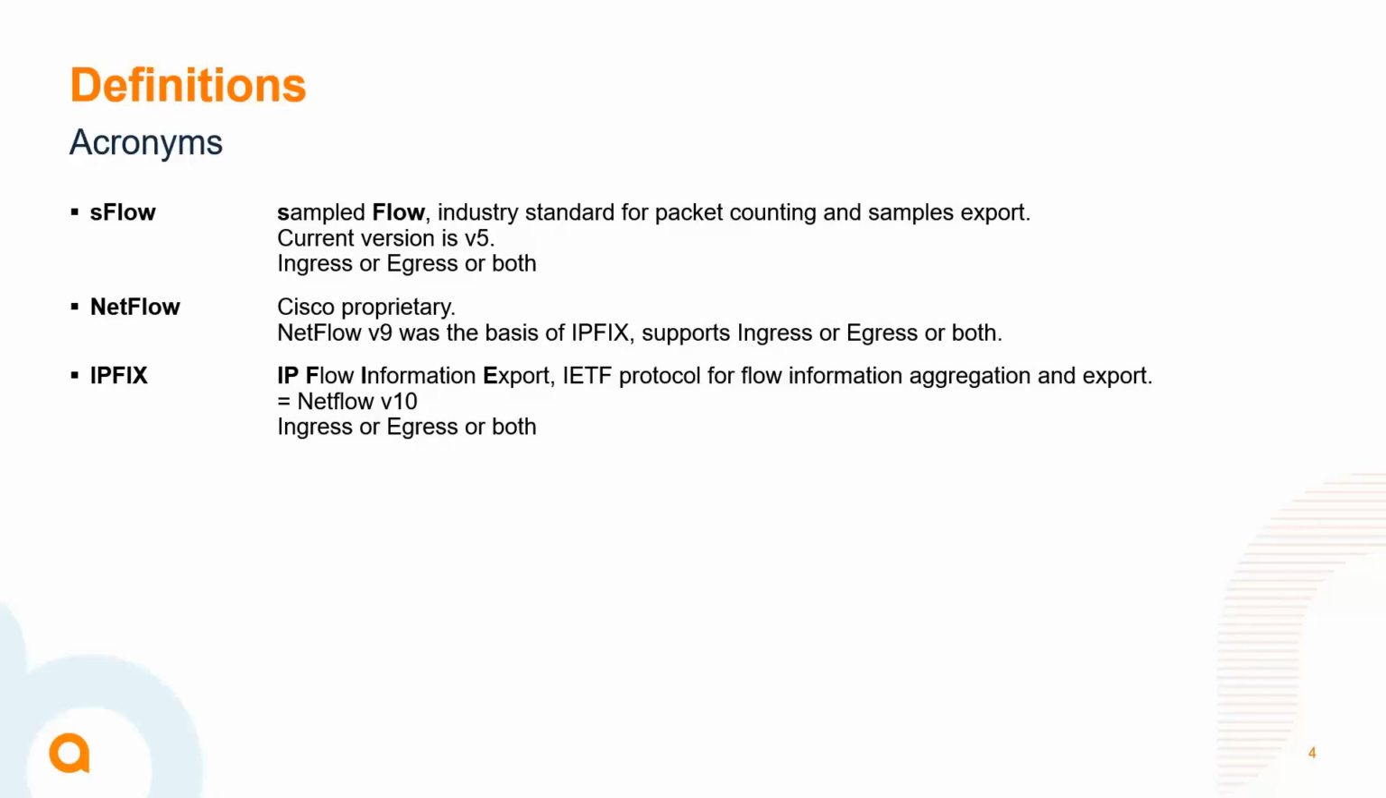So this is NetFlow and IPFix. NetFlow is the Cisco proprietary technology. NetFlow version 9 was actually the basis and the foundation of IPFix, and that supports ingress, egress on both. And IPFix is the standard, the IETF protocol for flow information aggregation and export. So S-Flow is a sampling technique, whereas IPFix is flow information aggregation. So there is no packet information being lost with IPFix. IPFix is identical to NetFlow version 10. It can apply ingress, egress, or both.